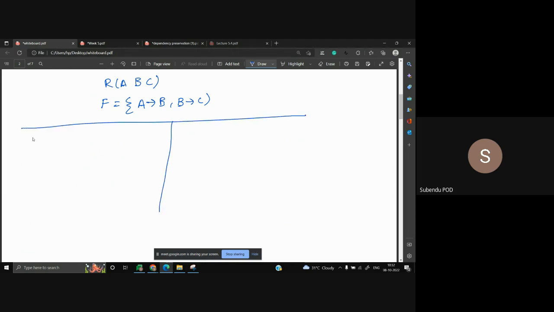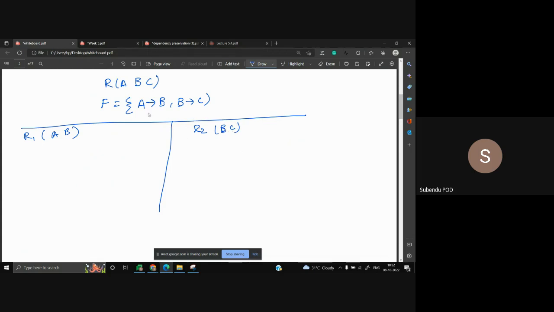So suppose there is a relation R(ABC) and the functional dependencies A determines B and B determines C, and we decompose it into two tables, right? This is the R1 table, AB, and this is the R2 table, BC. So we have to check whether the functional dependencies are preserved or not.